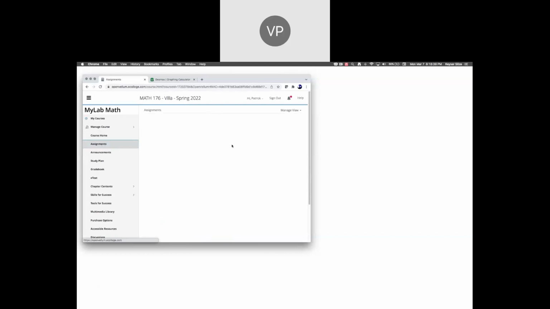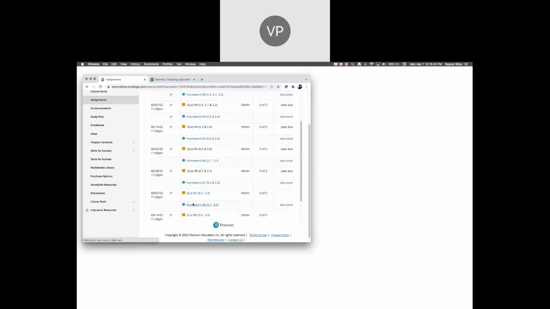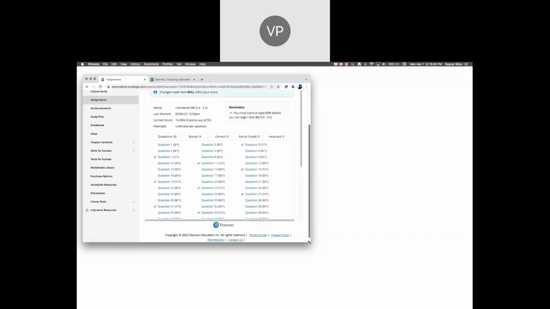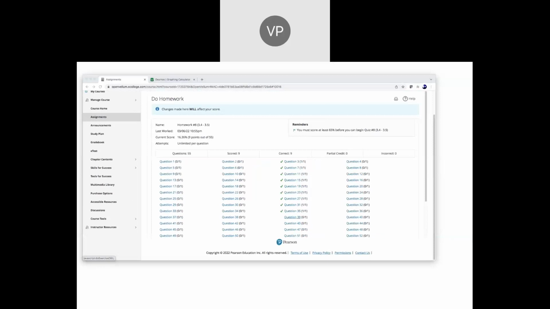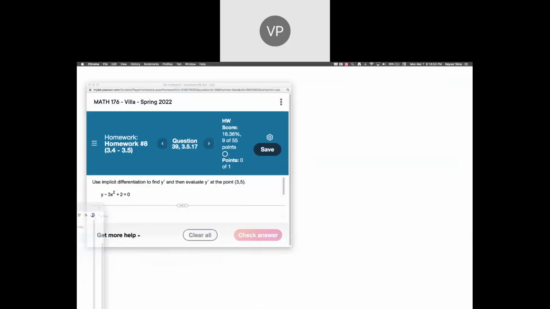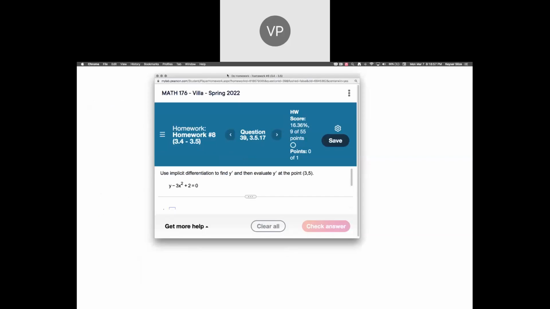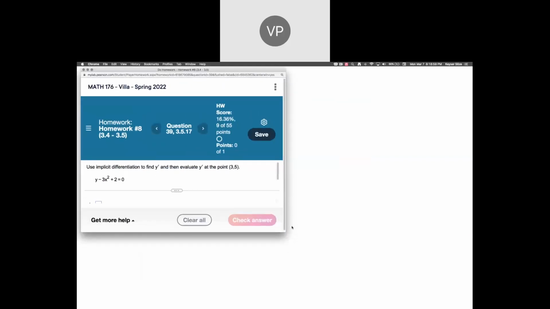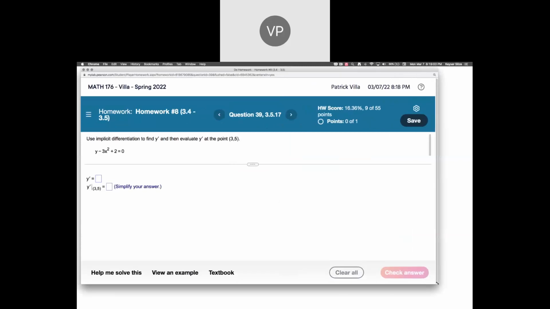Let's get to our assignments again, leaving off with that homework number 8. We already did a lot of the first one. So now we're going to try to pick up these last 4. And you'll see they're all going to be about the same amount of work when you're doing them. Okay, so use implicit differentiation to find y prime, then evaluate it at the point (3, 5).